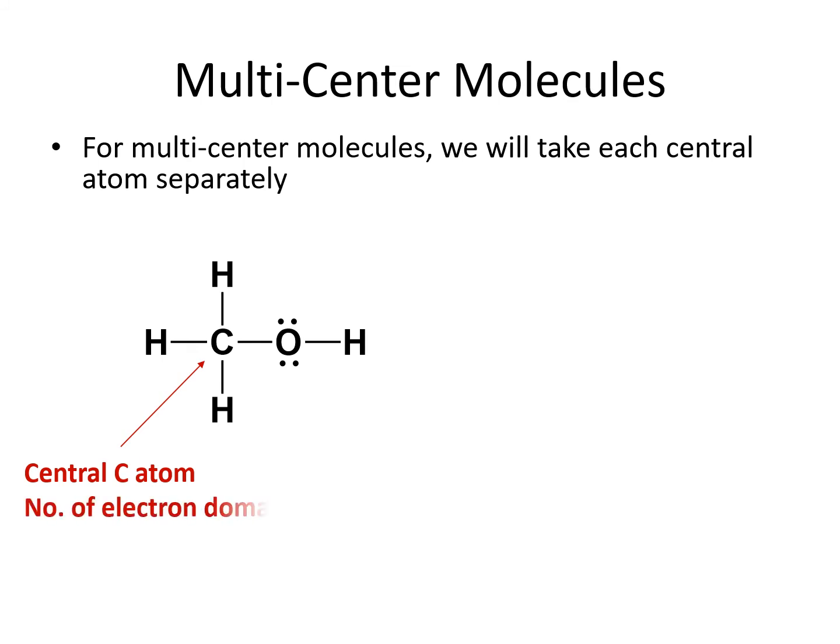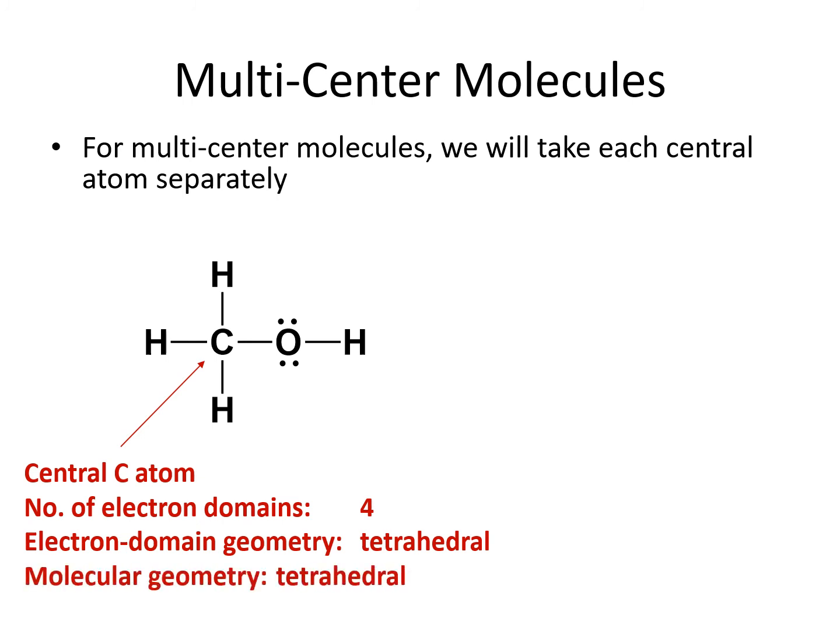Again, we can count the number of domains. It has 4 single bonds, so 4 domains. 4 domains corresponds to a tetrahedral electron domain geometry. Since all 4 of those domains are atoms, there are no lone pairs on the carbon, so the molecular geometry is also called tetrahedral. A tetrahedral electron domain geometry corresponds to a bond angle of 109.5. Since there are no lone pairs or double bonds on the carbon, the bond angle will be exactly 109.5.